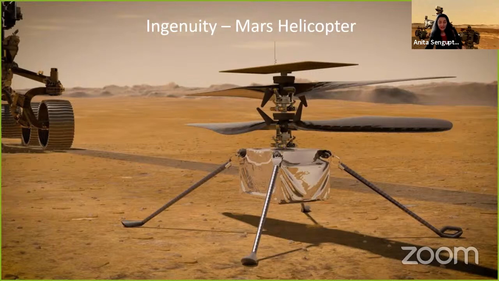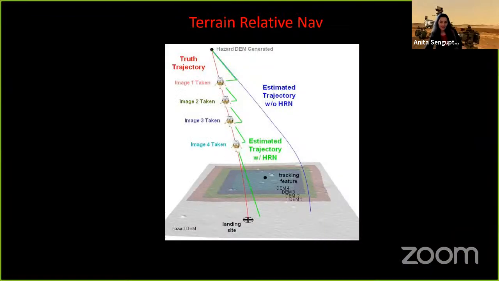This is the very first electric aircraft ever to be flown on the surface of another planet. It will fly for 90 seconds per day, fly above the rover, take images, and transmit that data back to Earth so we can get a better understanding of what the landing site looks like, as well as help the rover make decisions on where to drive next.